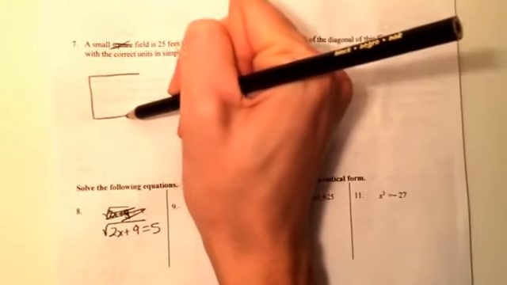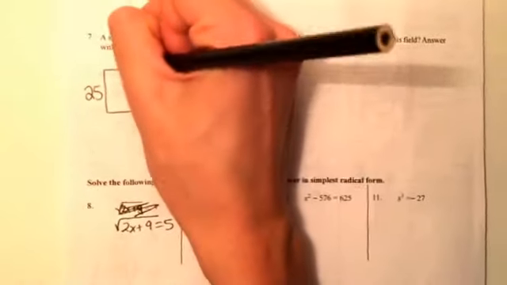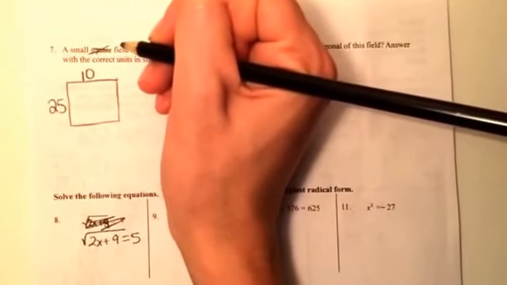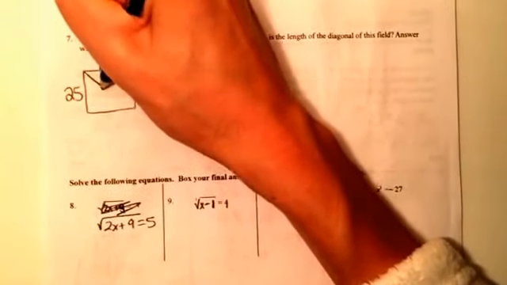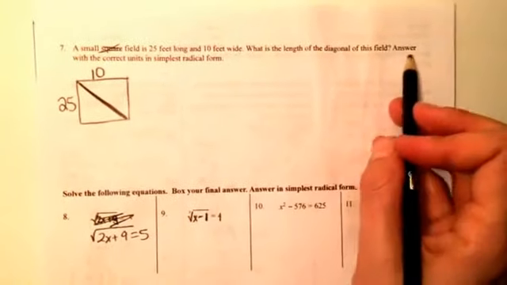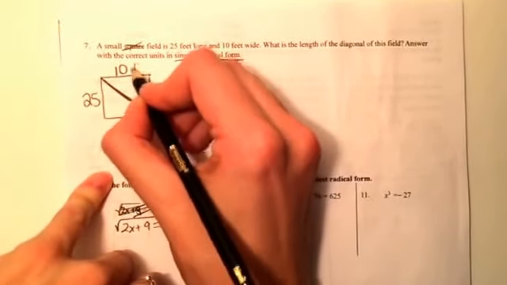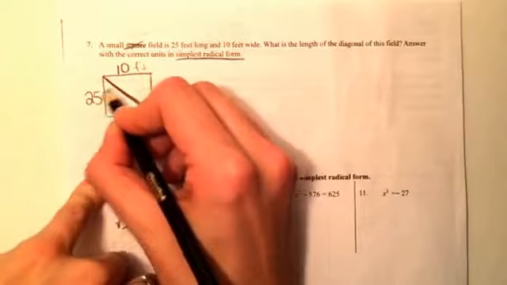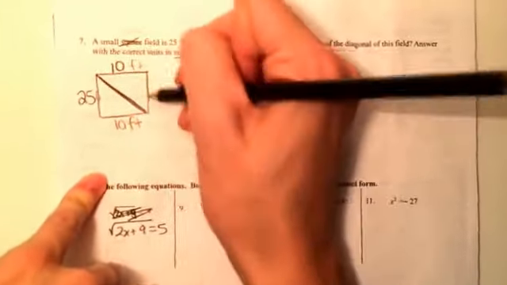So we have a small field. Let's draw that, 25 feet long and 10 feet wide. What is the length of the diagonal of this field? So the diagonal goes straight across. Answer with the correct units in simplest radical form. So we're talking about feet, and if this is 10 feet, this is also 10 feet down here. Sorry, I didn't draw that to scale.